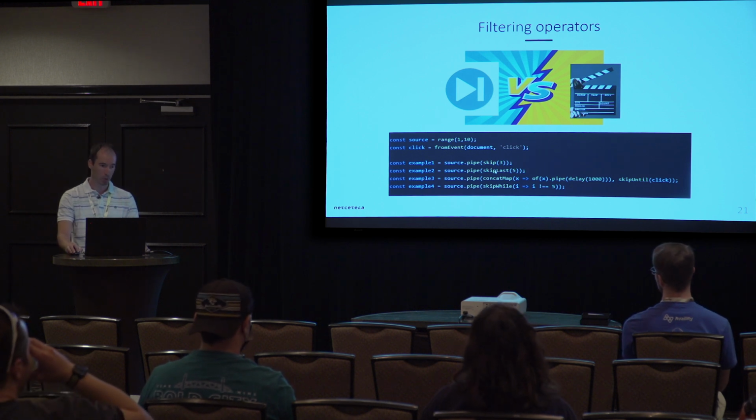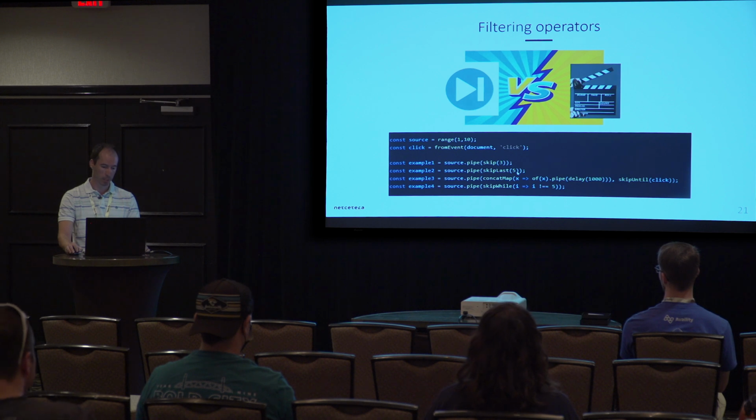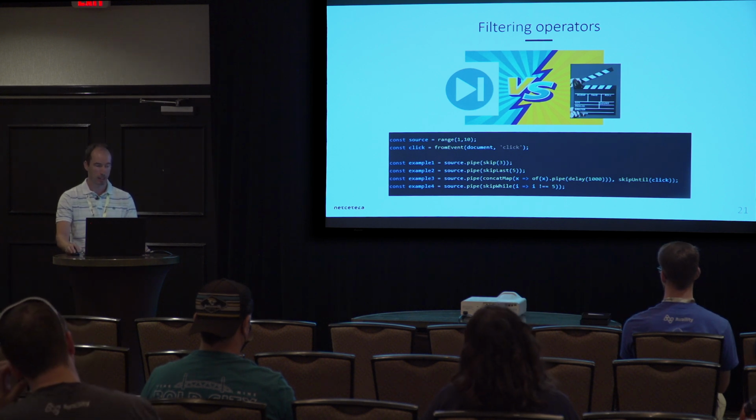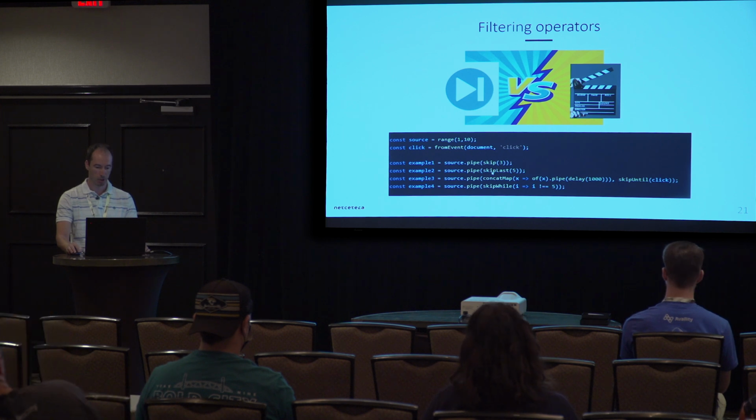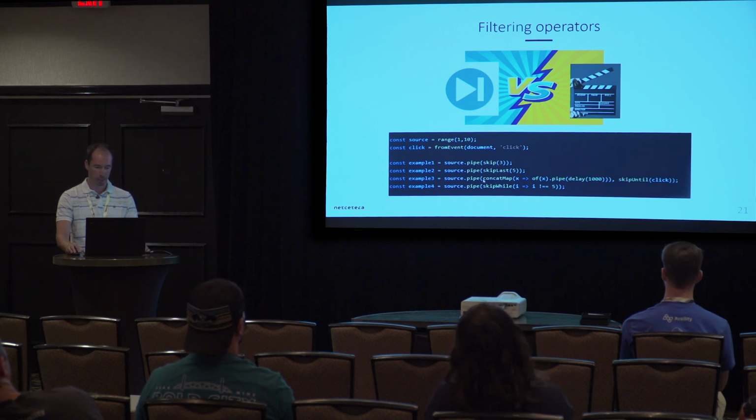But what would happen if we use skip last? So we would expect, of course, that the first 5 are emitted, but there is one catch here, and that is that the emission of the first will happen once the 6th is emitted from the source observable. So there is a delay between the emission of those.